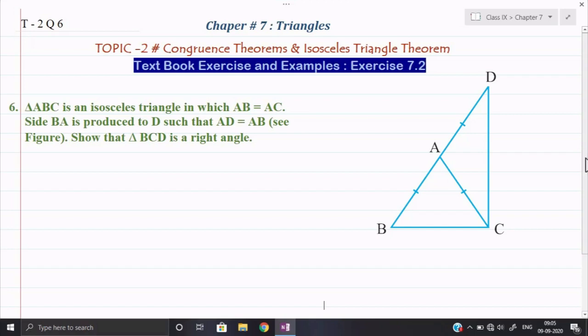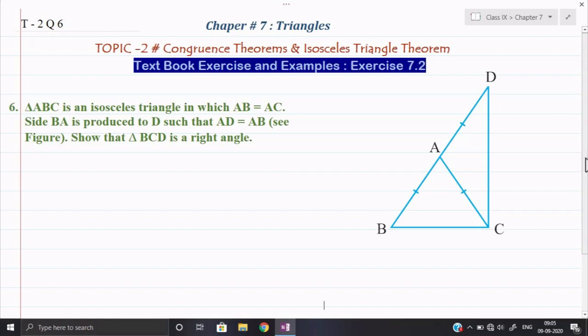Then they are saying side BA is produced. Look at the side from B to A. That side BA we are producing till the point D in such a way that AD and AB are equal. Okay, AD and AB they have taken equal.